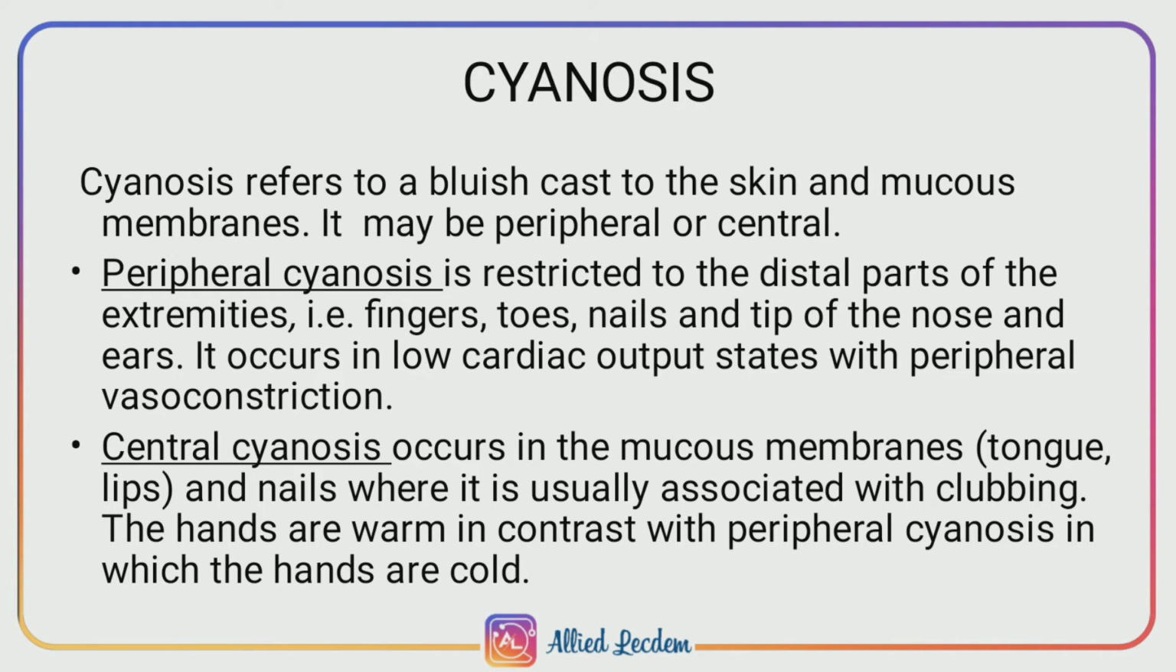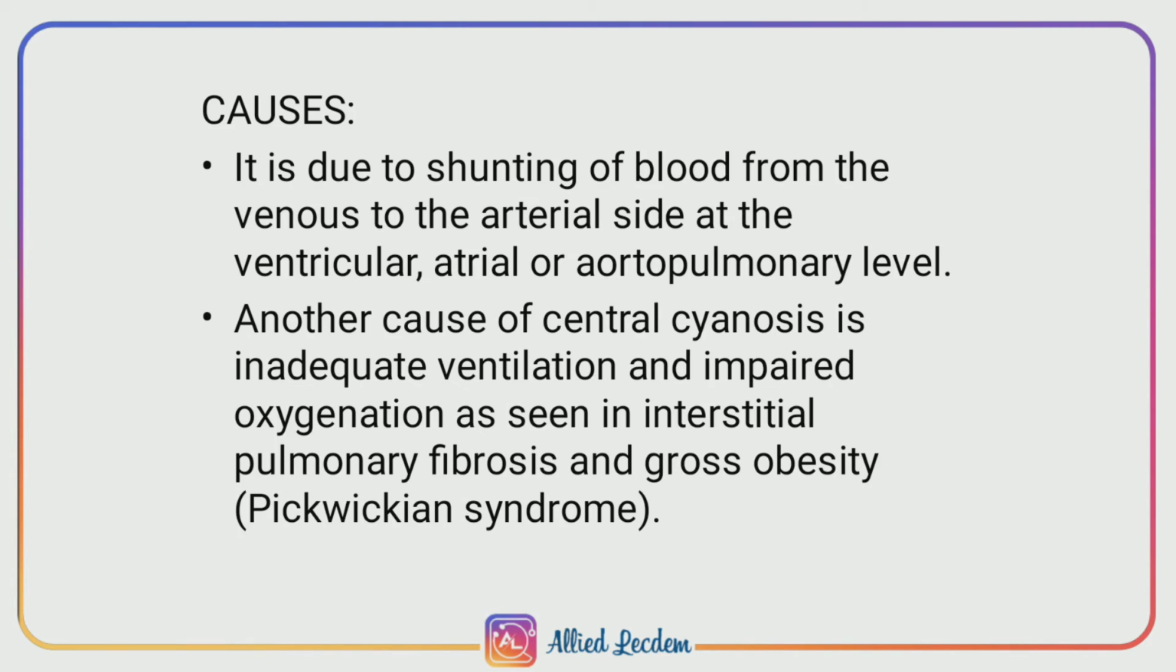Whereas central cyanosis occurs in the mucous membranes and is usually associated with clubbing. The extremities are warm in contrast with peripheral cyanosis, in which the extremities are cold. Causes. It might be due to shunting of blood from the venous to the arterial side at the ventricular, atrial, or aortopulmonary level. Another cause of central cyanosis is inadequate ventilation and impaired oxygenation as seen in interstitial pulmonary fibrosis and gross obesity.